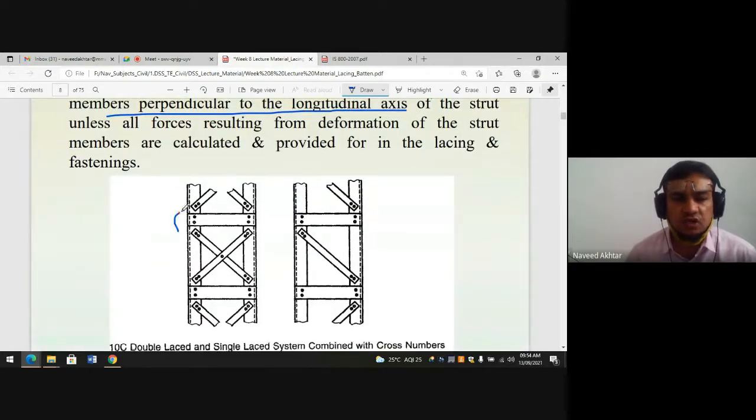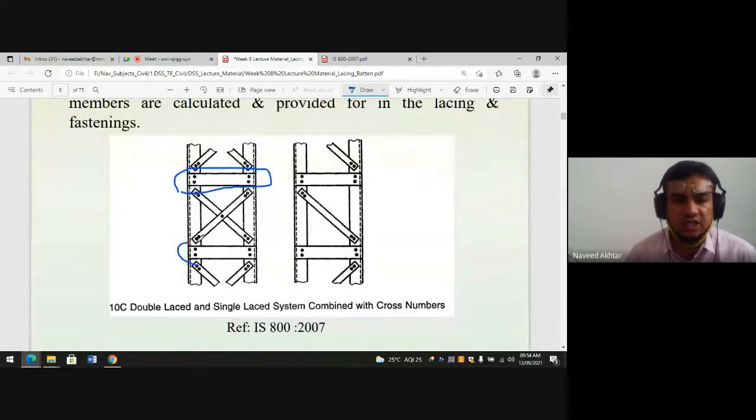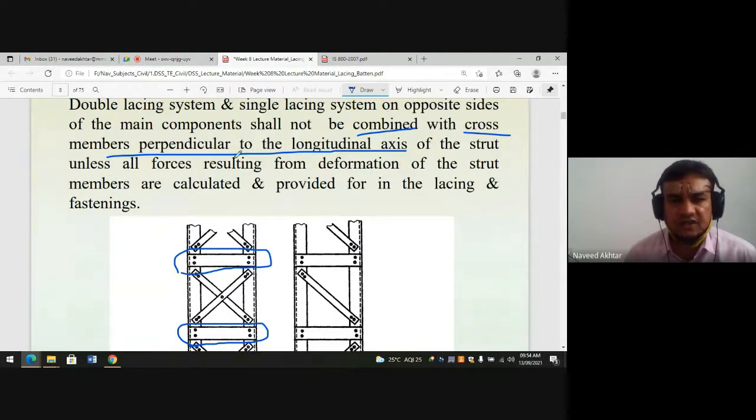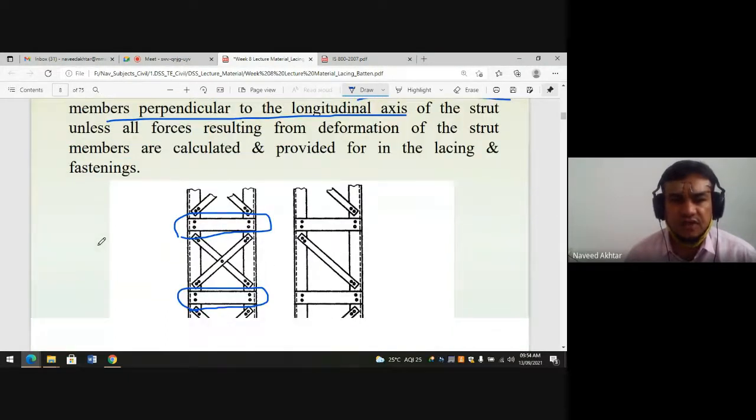Okay, so these are the cross members. Generally, if these cross members are there, we call it a battening system. Combined with the cross member perpendicular to the longitudinal axis of the strut, unless all forces resulting from the deformation of the strut member are calculated and provided for in the lacing and the fastening.